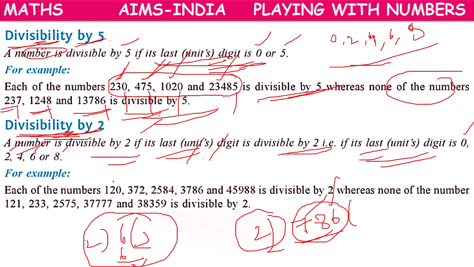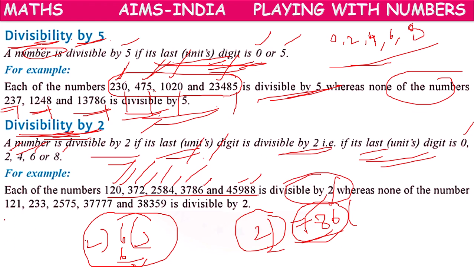If you observe these numbers, 120, 372, 2584, 3786, 45988, the unit digits are 0, 2, 4, 6, 8. So directly we can tell they are all divisible by 2.